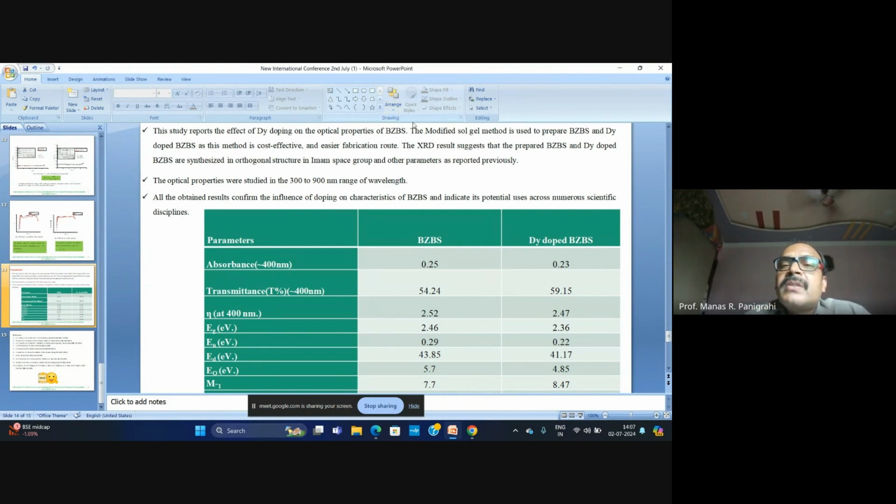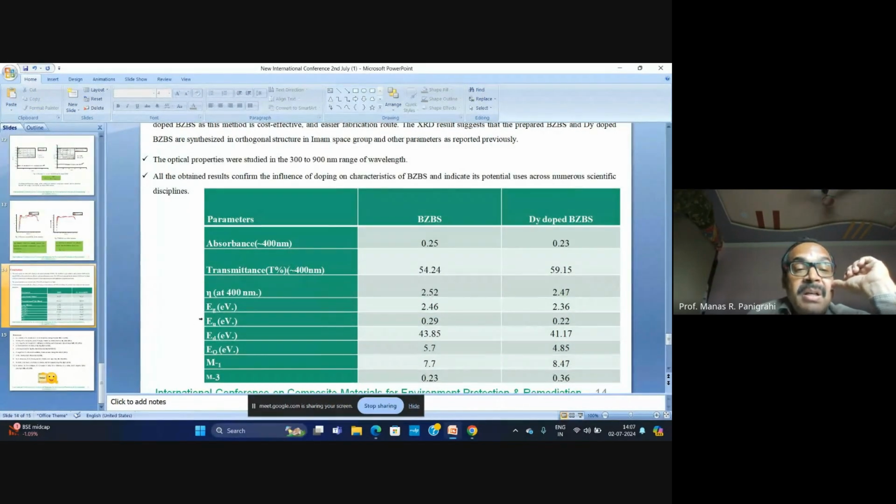Now, the XRD results say that the material crystallizes in orthorhombic structure, and there is no rampant evolution of foreign peaks. So we have also synthesized the ICDD data file of the BZBS material. They show good matching with the existing data file. And for optical properties, you have taken the UV spectrophotometer from 300 to 900 nanometer range, and these are the parameters that we are getting.